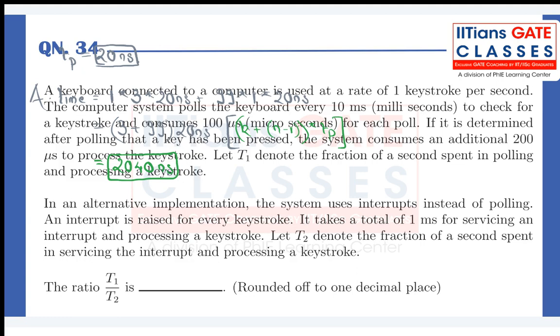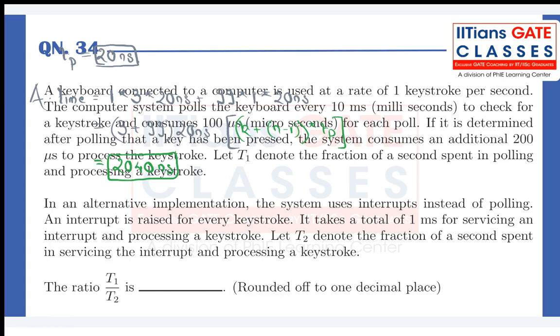It's a big question, but let's read together. A keyboard is connected to a computer and is used at a rate of 1 keystroke per second. The computer system polls the keyboard every 10 milliseconds to check for a keystroke and consumes 100 microseconds for each poll. If it is determined after polling that a key has been pressed, the system consumes an additional 200 microseconds to process the keystroke. Let T1 denote the fraction of a second spent in polling and processing a keystroke.